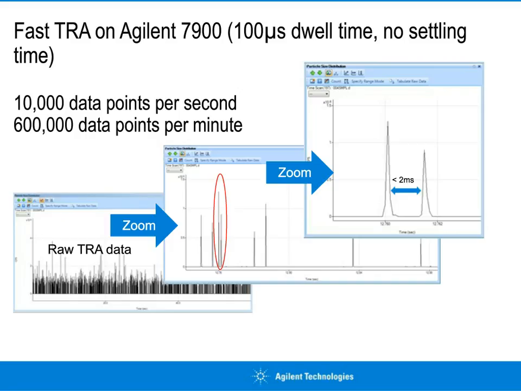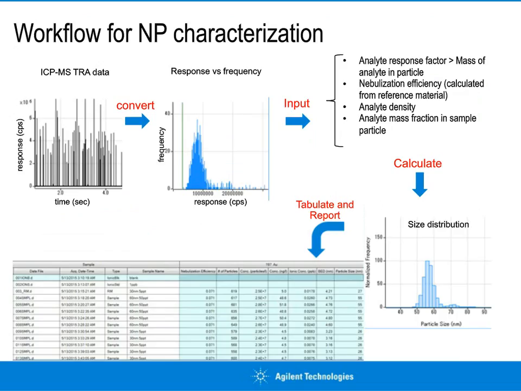So the workflow then is pretty straightforward. We acquire the data in fast TRA mode using very short dwell times, very short integration times, and no settling time. You can see that on the upper left. Then we sort that data or convert it into a response versus frequency plot. So we sort all the data around particular responses, and you can see that if there are nanoparticles over a size distribution range, we'll see those clustered by response.